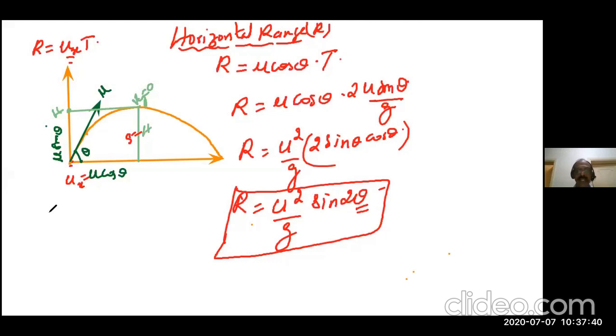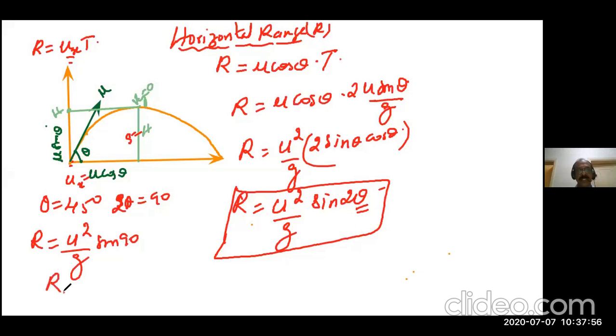Look here, according to maths, theta is 45 degrees, then 2 theta is 90, right? Substitute. Then R is equal to U squared by G sine 90. Sine 90 is equal to 1. This time the range becomes maximum, U squared by G. This is the maximum value of range. Clear?